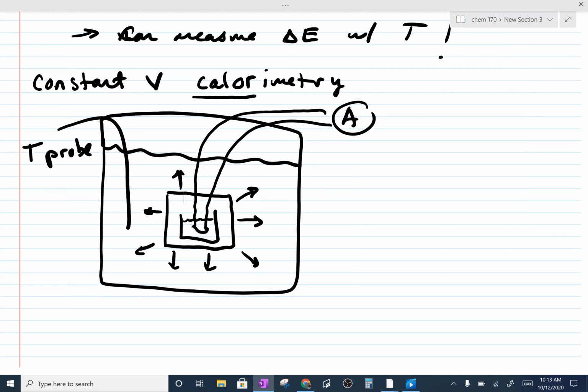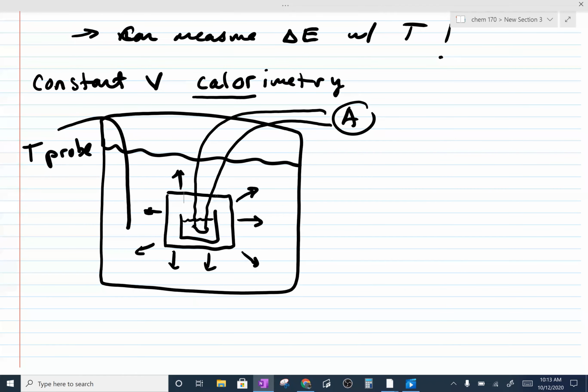Okay, so we left off last time in our discussion of thermochemistry. And we started to draw this apparatus here, which is used to determine the constant volume calorimetry of a specific system. Let me just remind you quickly what this thing is doing.